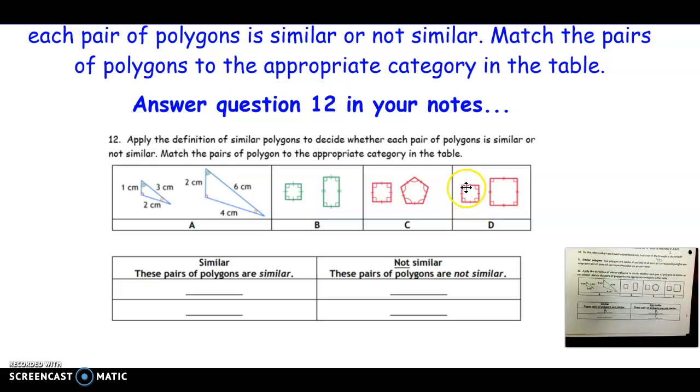So for instance, if all of these sides are 2 and all of these sides are 7, then every single ratio would be 7 over 2, 7 over 2, 7 over 2, 7 over 2. So they are all proportional. So figure D would go under similar.